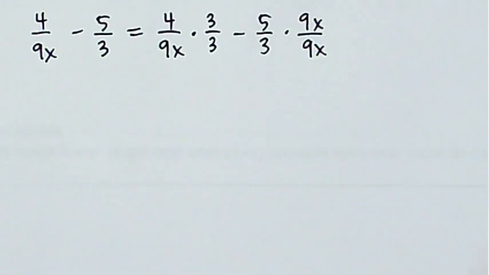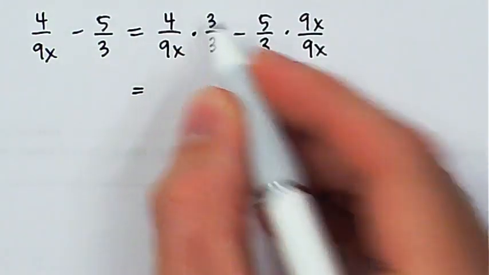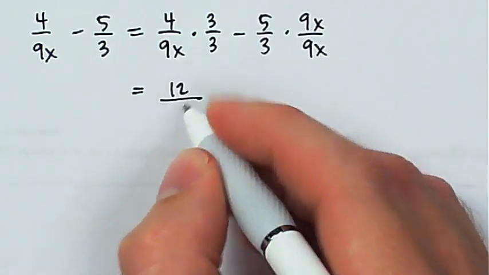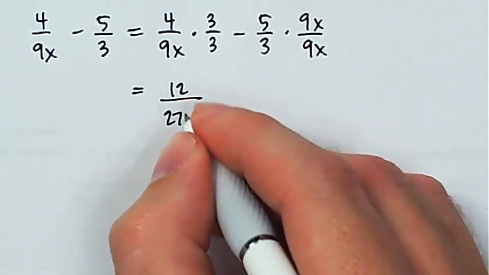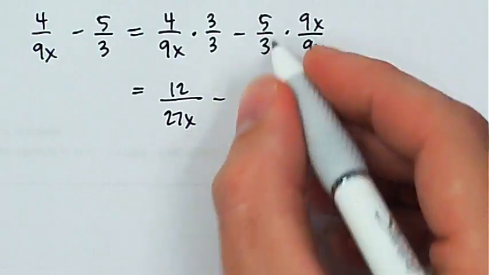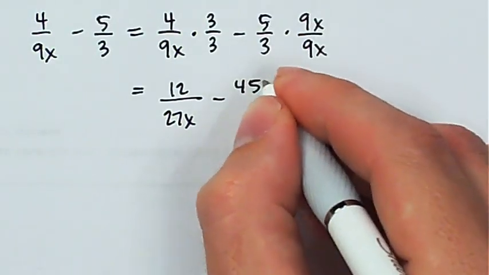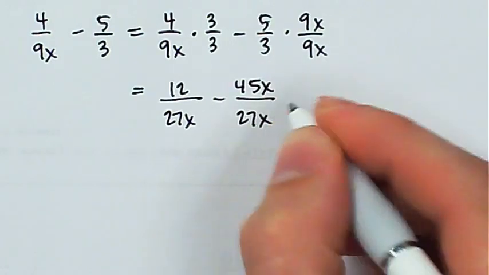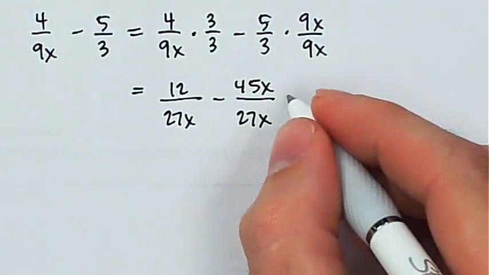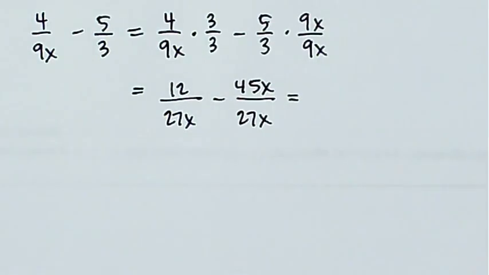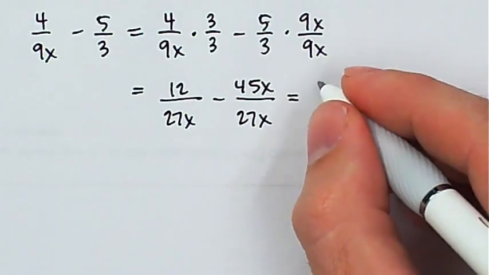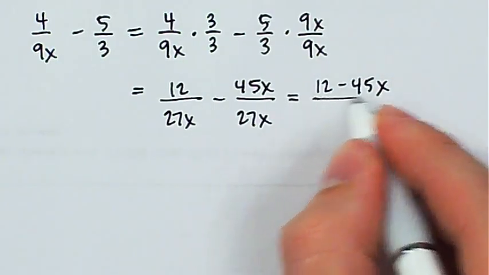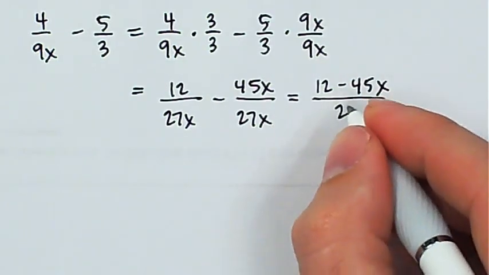Okay. And then this is going to equal 4 times 3 is 12, divided by 9 times 3 is 27 times x, minus 5 times 9 is 45x, divided by 27x. Okay. And then I go to combine these, 12 minus 45x. I don't really think there's any way I can combine those, so I'm just going to say, all right, 12 minus 45x divided by this 27x.